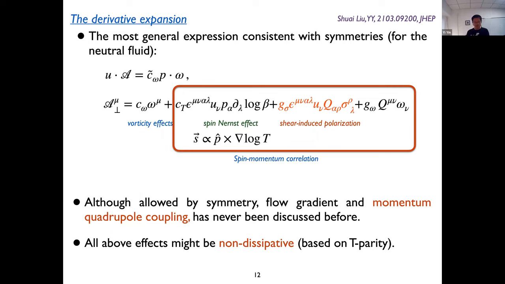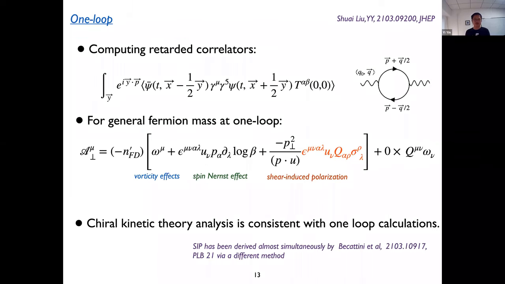Another thing I want to point out is that those couplings between the quadrupole and the hydrodynamic field are allowed by symmetry, but have never been discussed before. It really has been ignored for years. So the next thing is we should determine the coefficients in such expansions. And what we do is follow the same strategy as we compute the shear viscosity. We evaluate the two-point functions between the stress energy tensor and the operators associated with the axial Wigner functions.